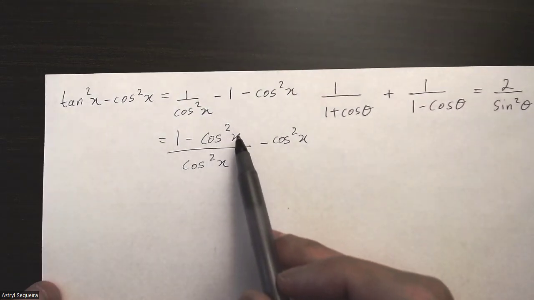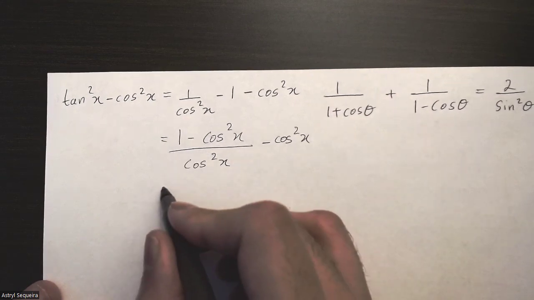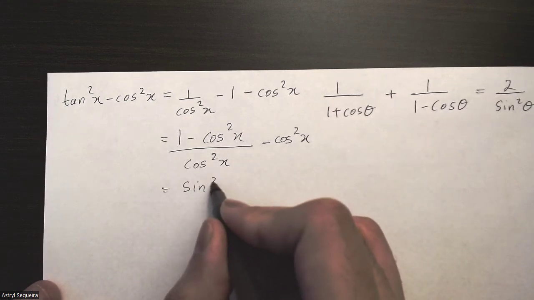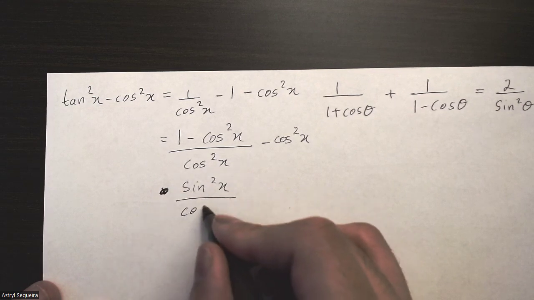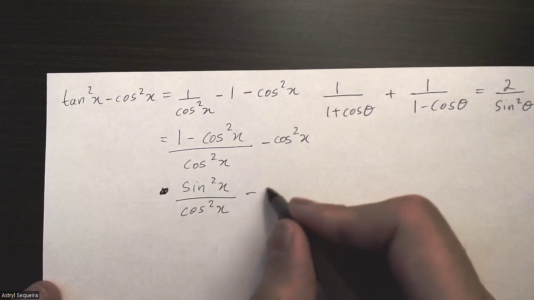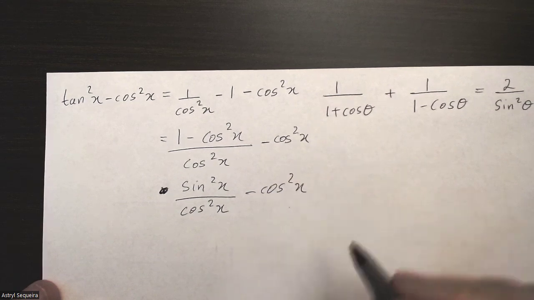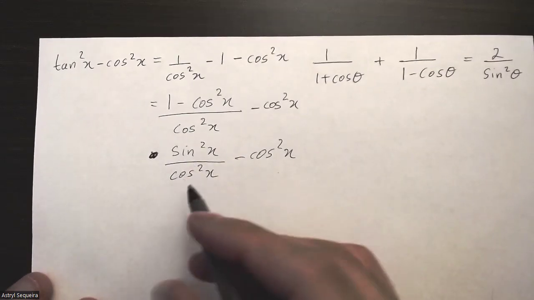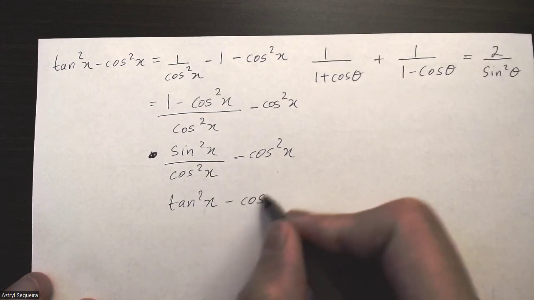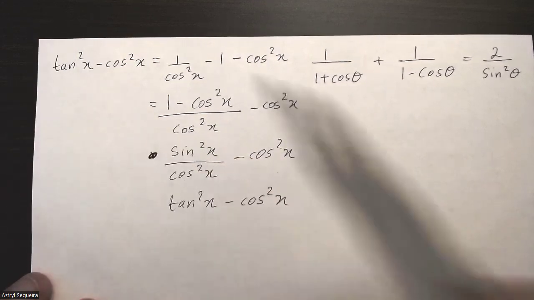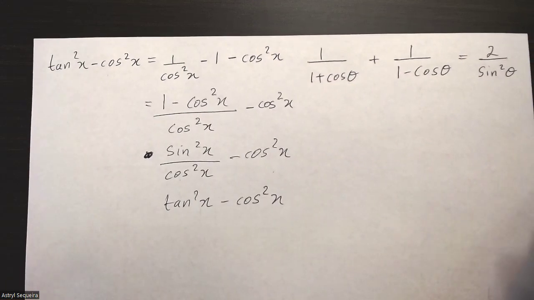1 minus cos square, I just showed you we can convert that into sine square x. I don't know why I'm putting the equal signs. I don't need those for trig identities. Then the last step is extremely simple. Sine square over cos square is tan square x. And now, as you can see, we've matched the other side. So that was a bit of an easy one.